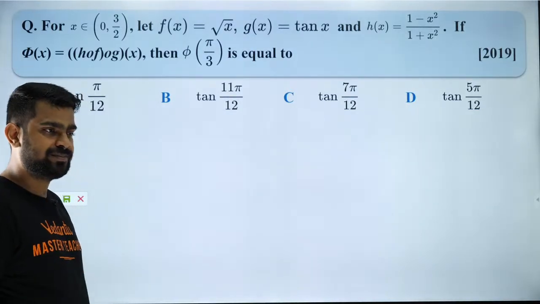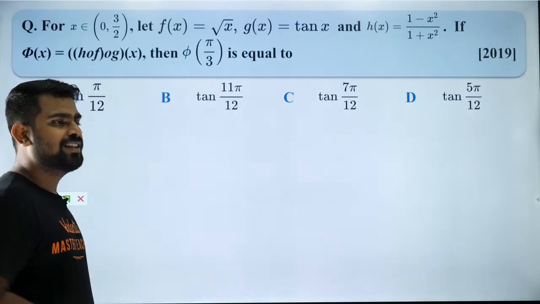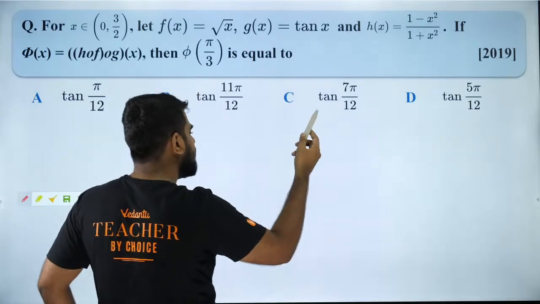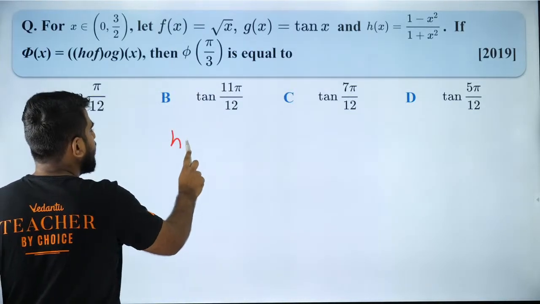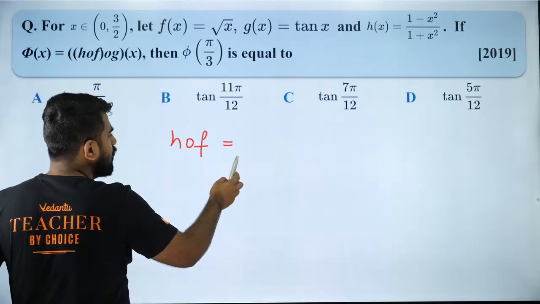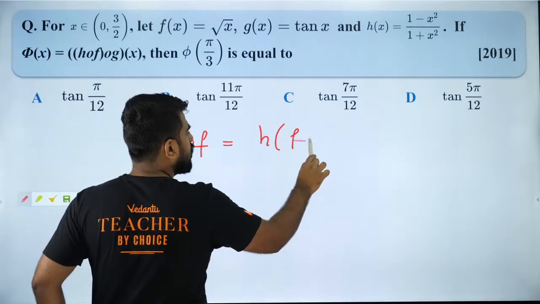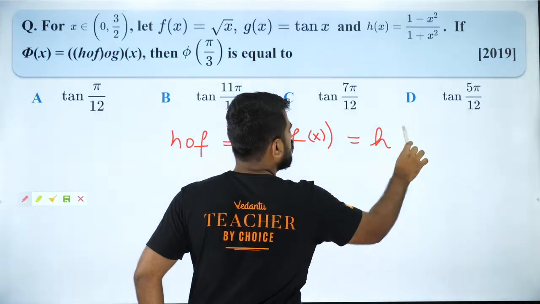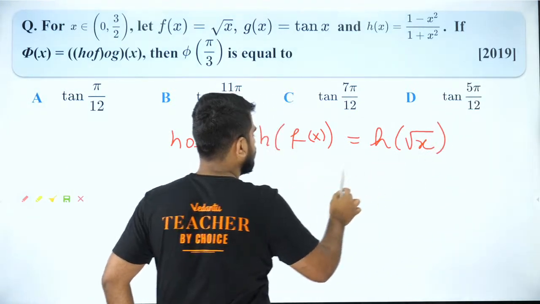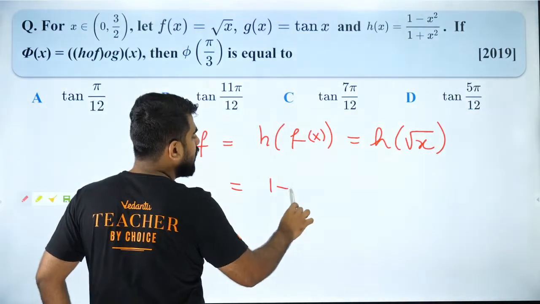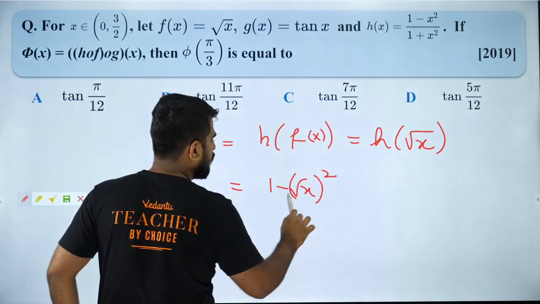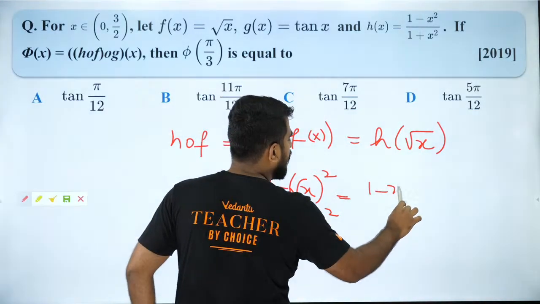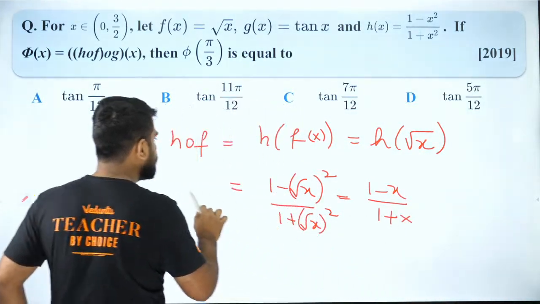Please listen carefully. I will teach you. Listen carefully, because this is a JEE Main 2019, very recent year question. So first let's find out what is h of f. H of f means h of f of x. What is f of x? F of x is root of x. So it is nothing but h of root of x. What is h of root of x? It is 1 minus root x the whole square by 1 plus root x the whole square. So don't you agree? It is 1 minus x by 1 plus x. So that is your h of f.